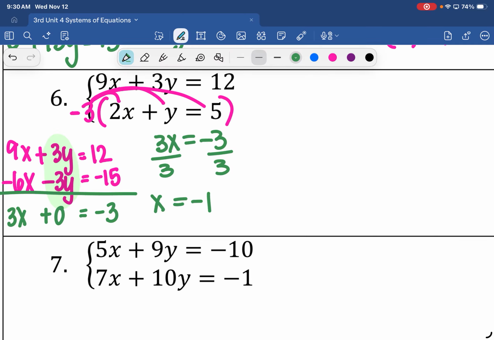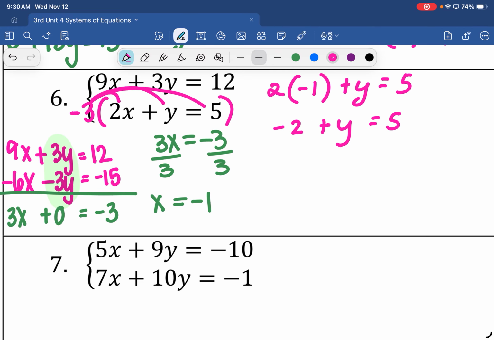Okay, then we plug that in. We can plug it into the bottom one, probably. 2 times negative 1 plus y equals 5. What is 2 times negative 1? Plus y equals 5. From there, what do I do? So y equals 7. And it is the point -1, 7.